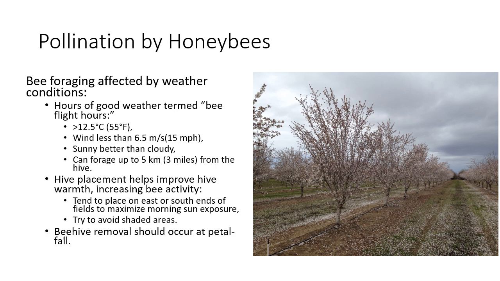Beehive placement should take into account hive conditions. Placing hives in locations in which they receive morning sun can help increase forager activity. As such, avoid placing hives in shaded areas, the west or north side of the trees, or within orchard rows. Hives should be placed around the perimeter of the orchard in order to maximize bee coverage.